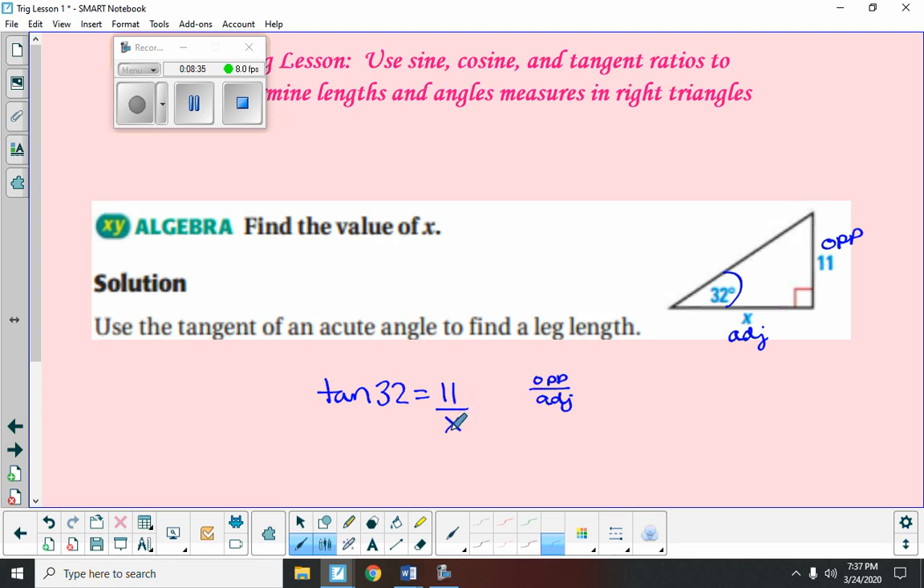And now we have to solve that equation. Now there's a few ways to do that. One way that's just a surefire way, you have a fraction on the side, write this over 1, so you have a fraction here. And if you just cross multiply, you have x times the tangent of 32 equals 11. Now divide both sides by the tangent of 32. So x equals 11 divided by tangent of 32, which is 17.6.